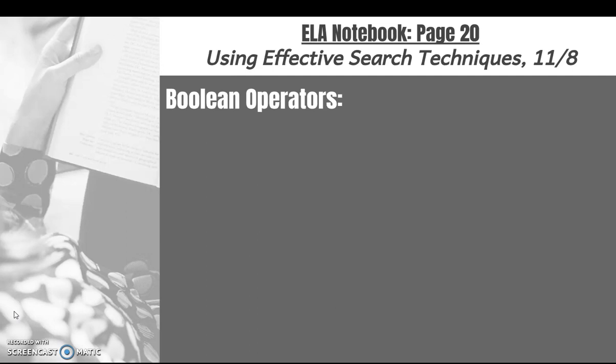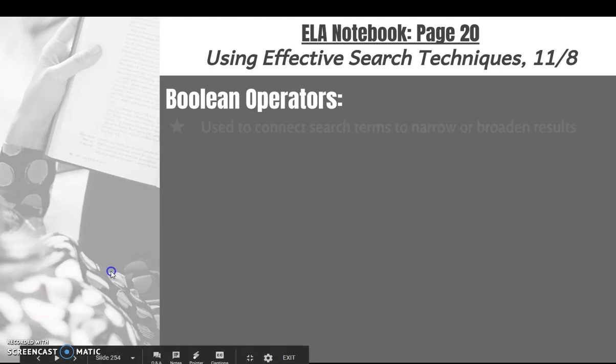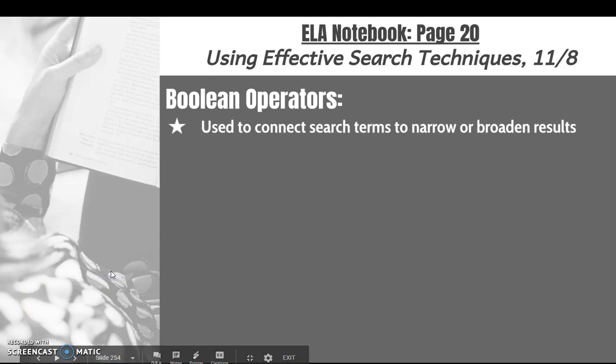And we're going to do that by introducing a concept known as Boolean operators. Now, don't let that scary, unfamiliar term intimidate you. Boolean operators are simply words or terms that are used to connect search terms to help you narrow results or broaden results. By the way, you should be writing this down right now. Now, just so you know, Boolean operators are words that you already know. You're just going to be using them in a new way as you search for resources for your research paper.